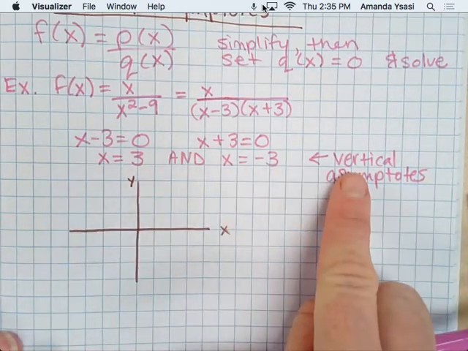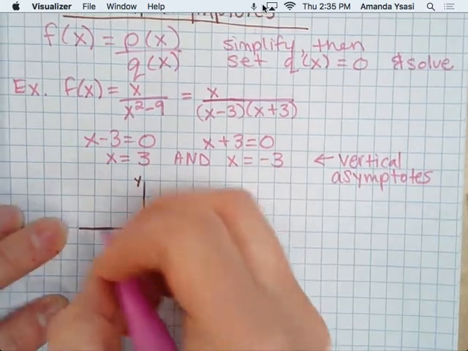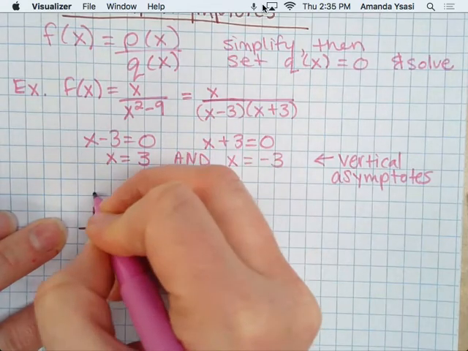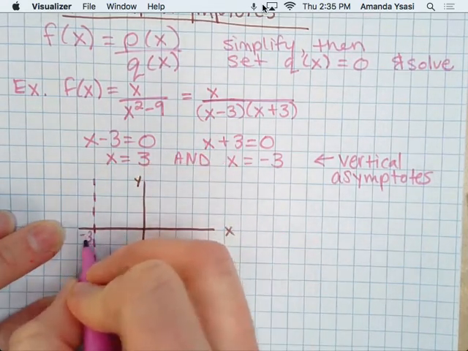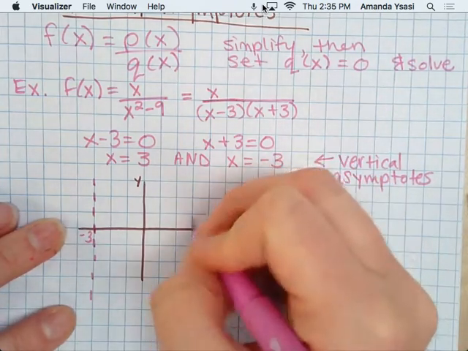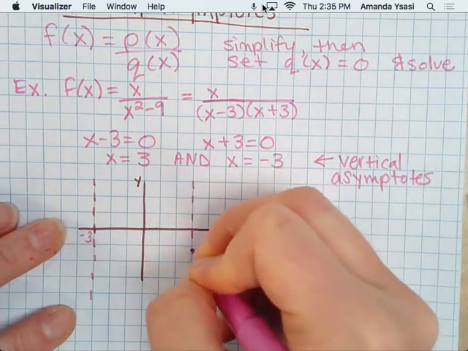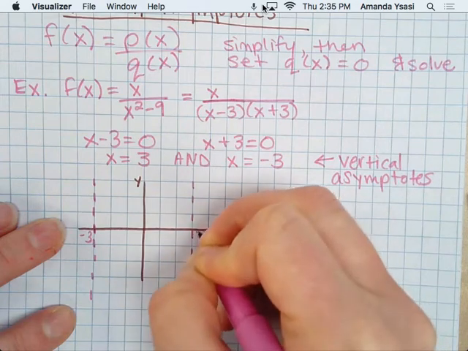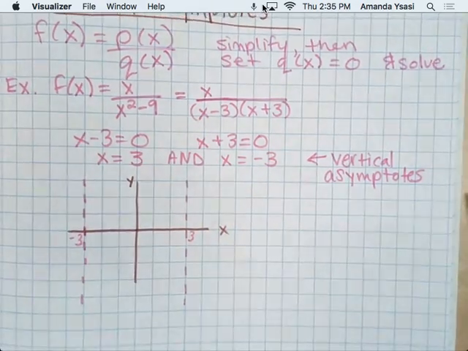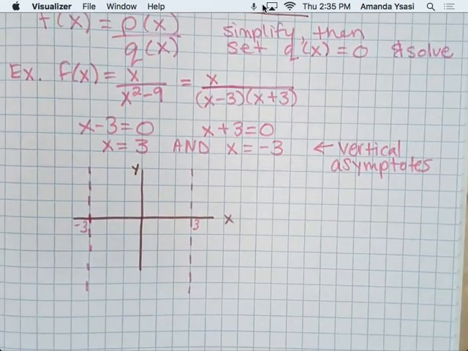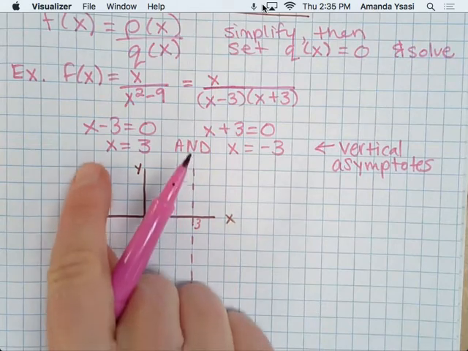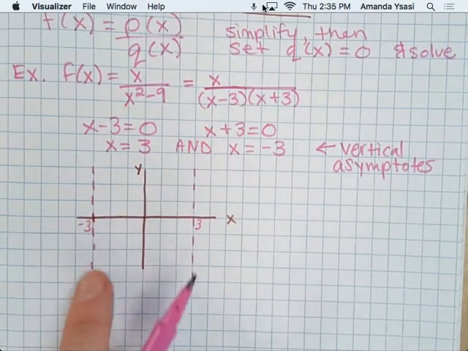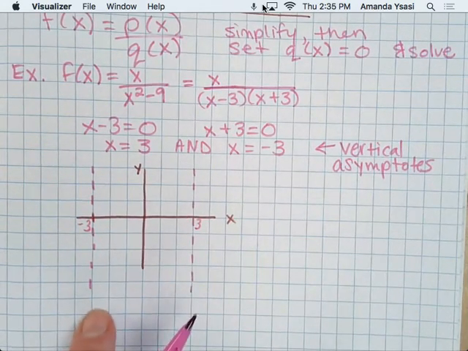Vertical asymptotes at x equals -3. So this is at -3. So we're going to do a dotted line. And at +3 is the other vertical asymptote. So when you graph it, the graphs will approach this in some way, but never actually cross the dotted line.